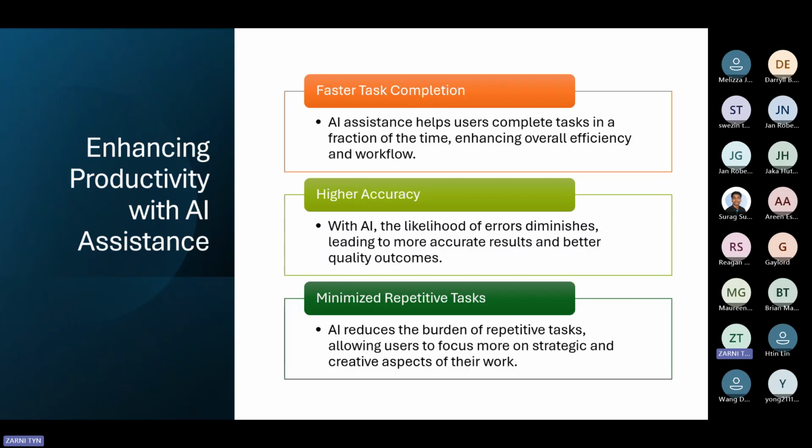Finally is minimizing repetition. It means automation. The AI reduces the bundle of repetitive text, allowing users to focus more on strategy and creative work. This is enhancing productivity with the AI assistant. This is very important.